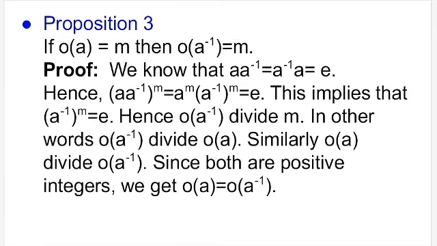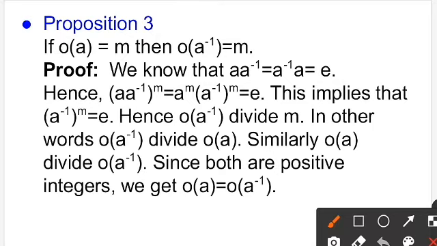The next proposition is, if the order of a is m, then the order of a inverse is also m. And its proof is given as, we all know that a into a inverse is equal to a inverse into a, which is equal to identity. This is the existence of inverse. Hence, we can write a into a inverse, bracket raised to m. We have taken its mth power, and this can be written as a raised to m into a inverse raised to m. Therefore, a raised to m into a inverse raised to m is equal to e.